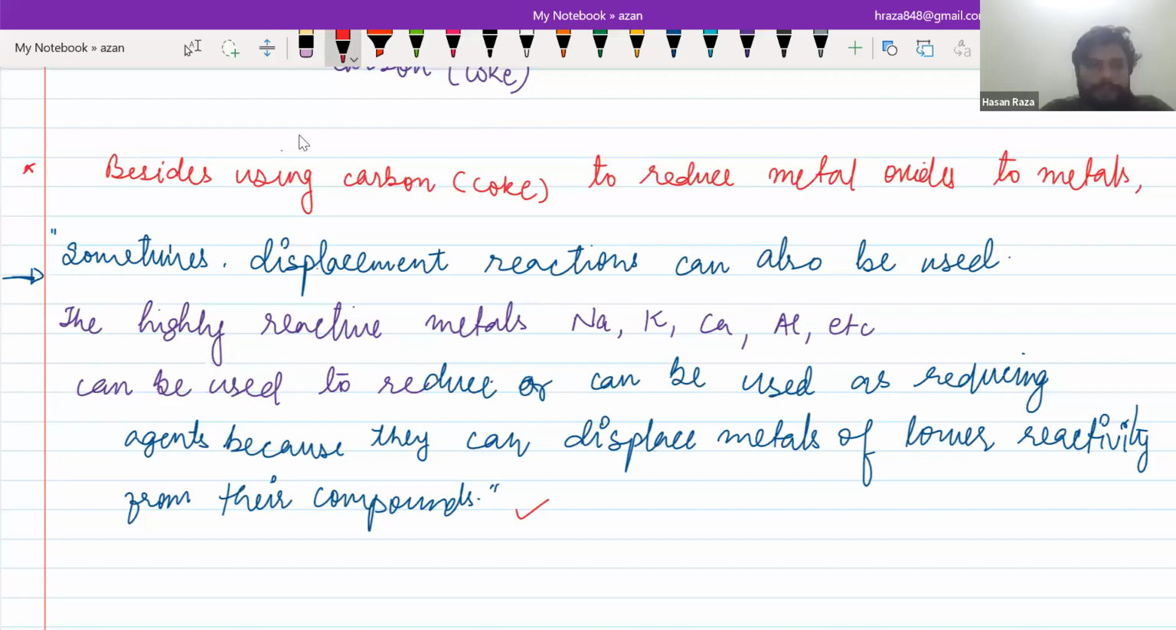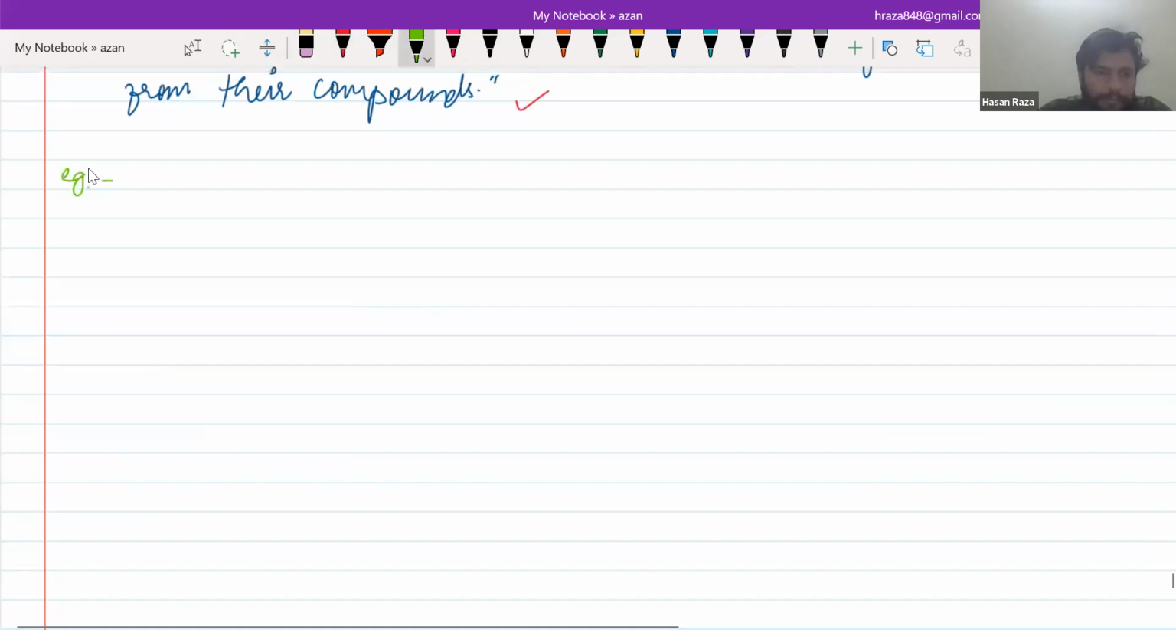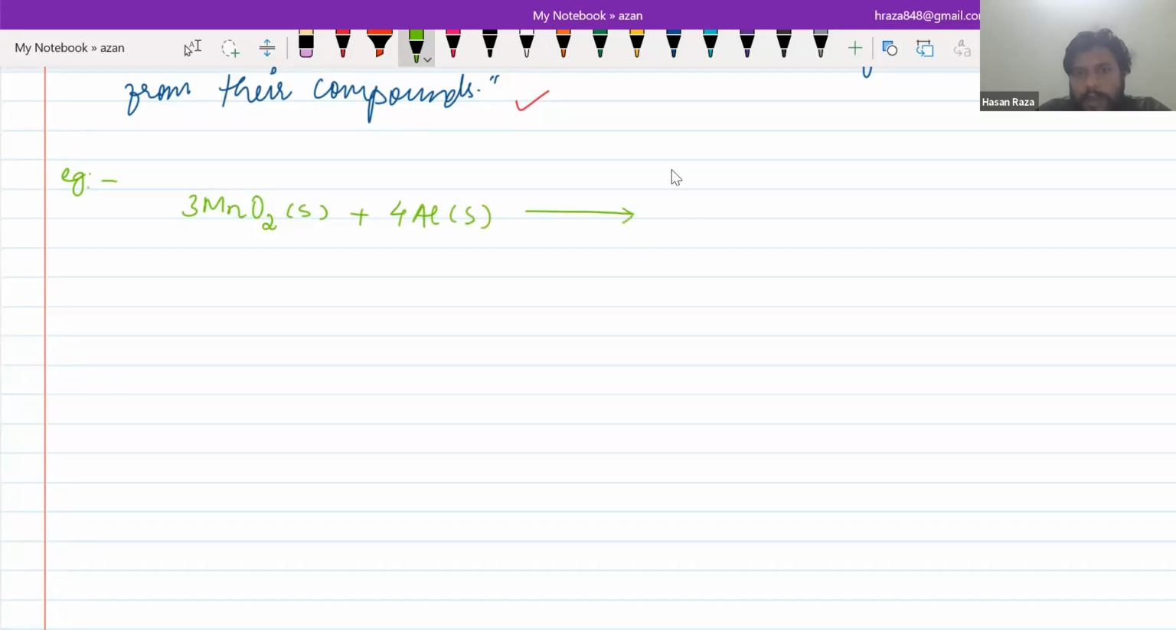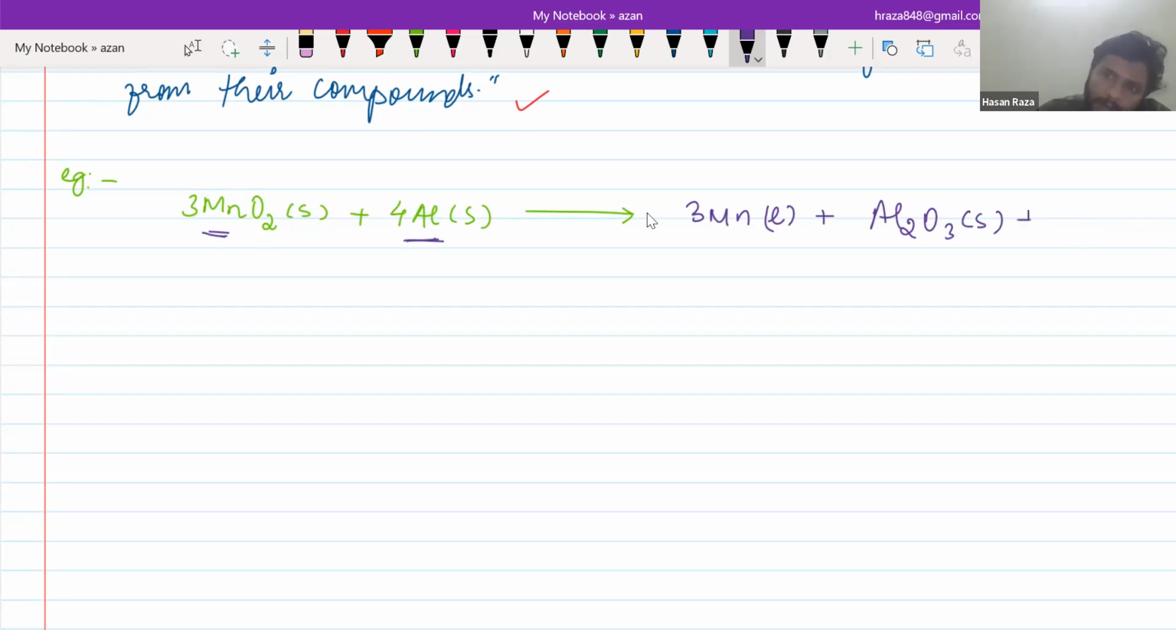Now see, I'm going to take an example. The example is manganese dioxide reacting with aluminium, which is very reactive. Then what will aluminium do? Since aluminium is more reactive, manganese will be replaced by aluminium, and we will get 3Mn in liquid state. Although it is a metal, we still get it in liquid state because the reaction is highly exothermic.